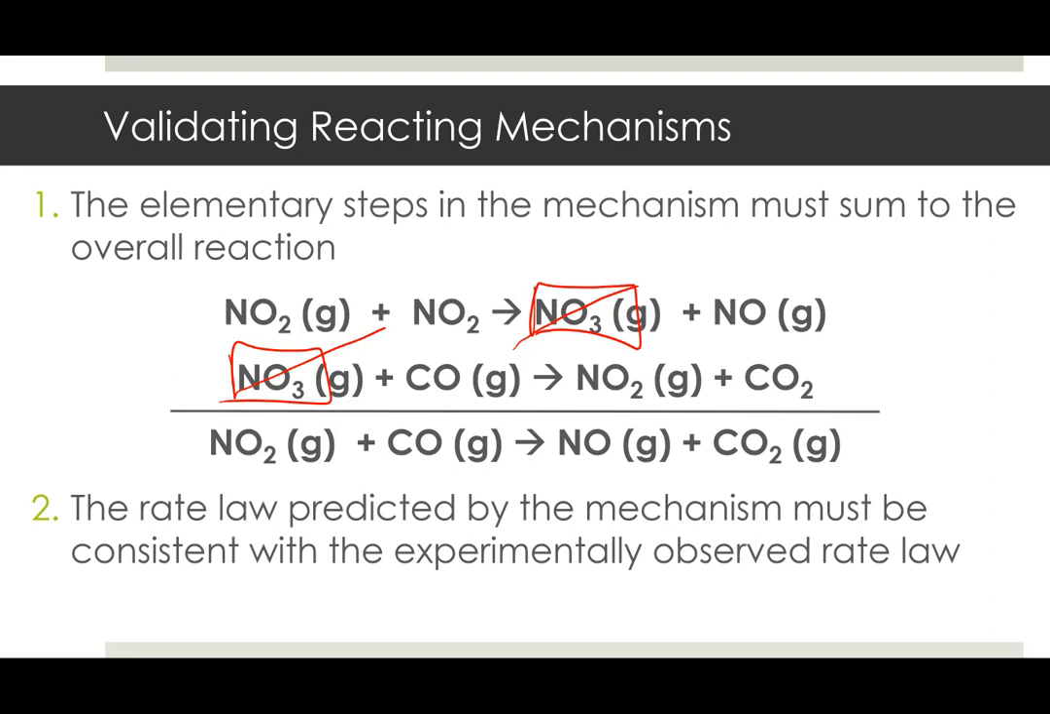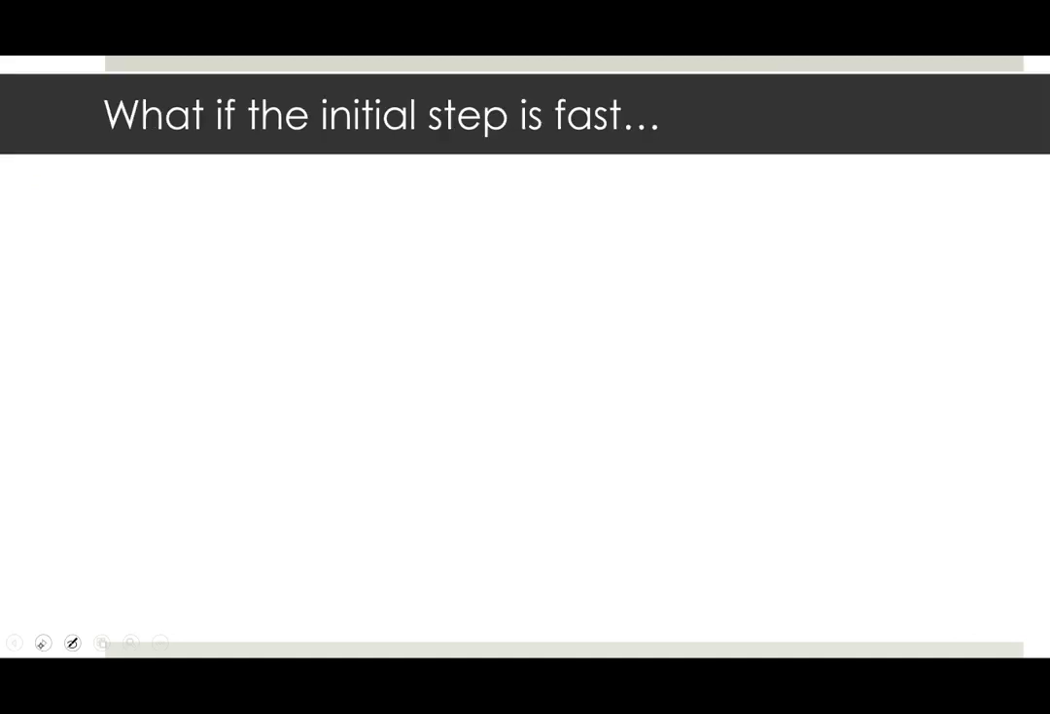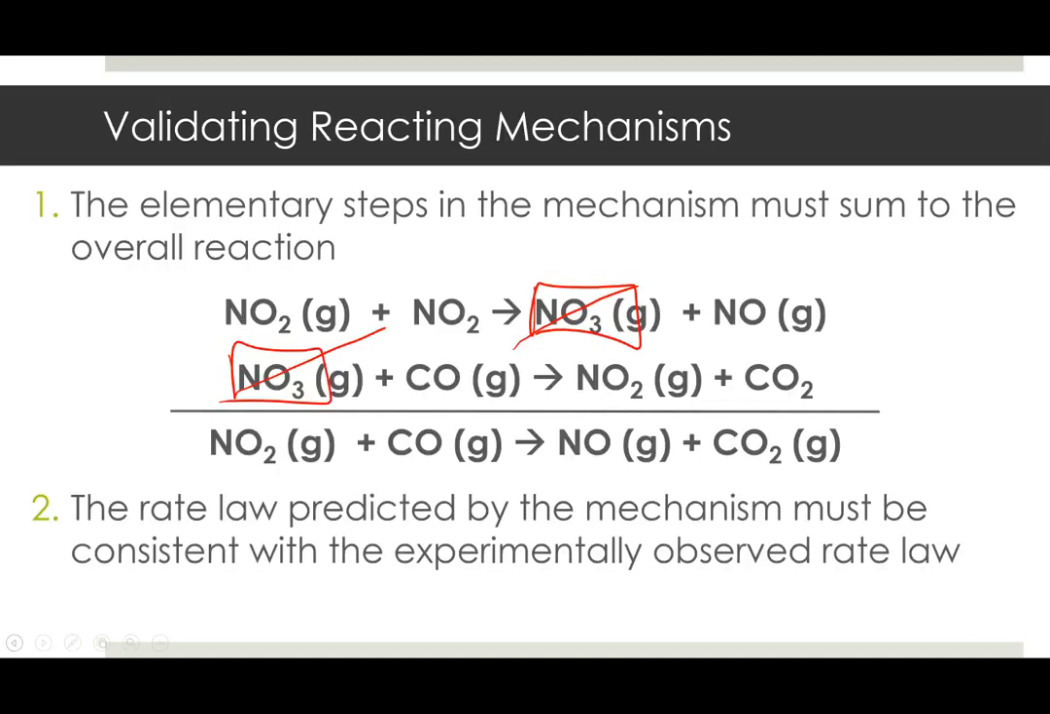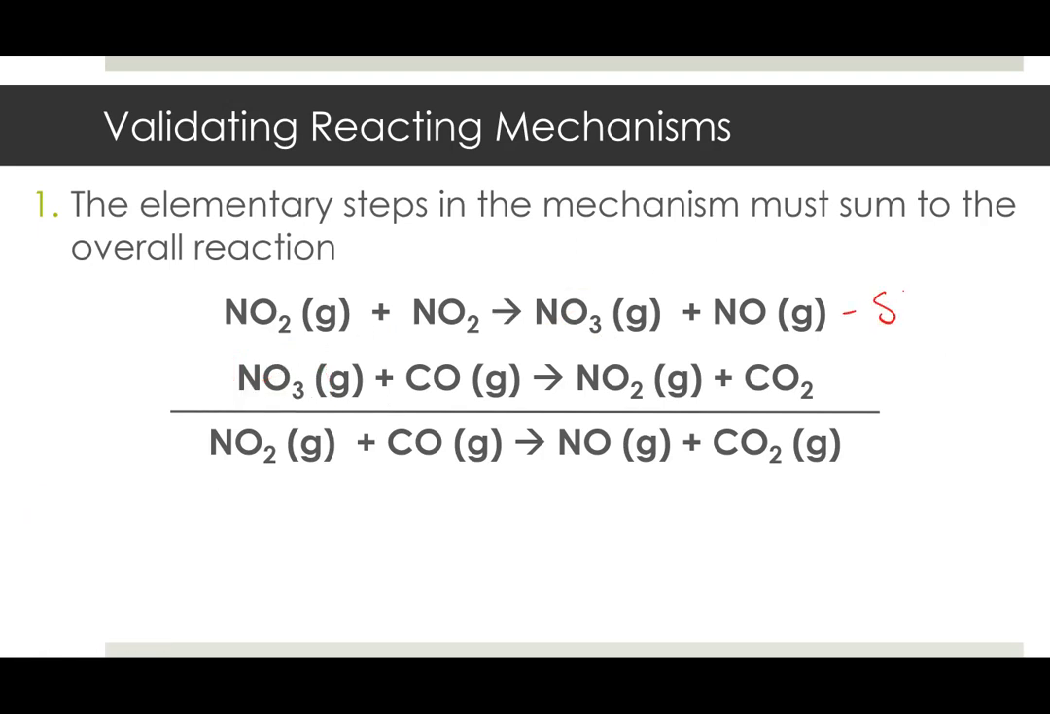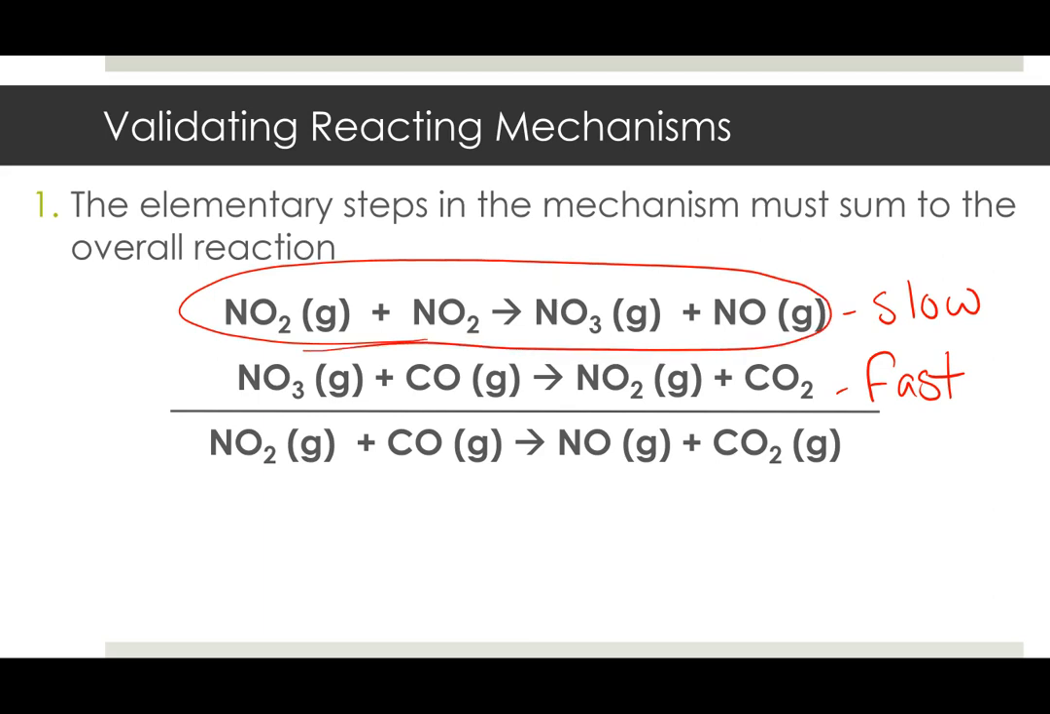So how can I predict the rate law based on these elementary steps? Okay. To determine the rate law based on these elementary steps, here's what I do. This is the slow, this is the fast, okay? So the rate is predicted by the slow step. Once I get past that step, then everything goes quickly. So here's what the rate looks like.